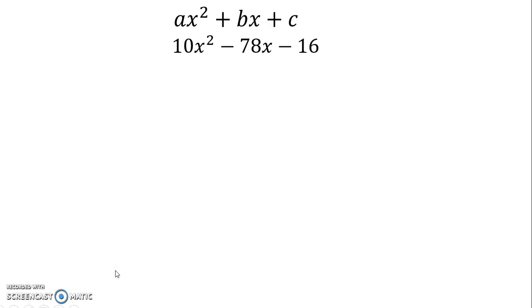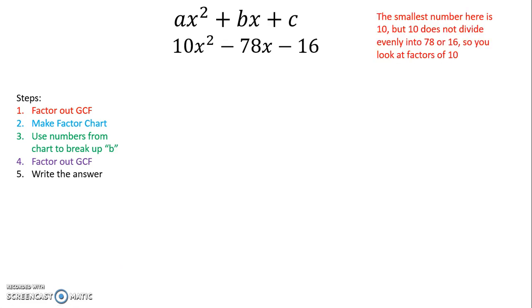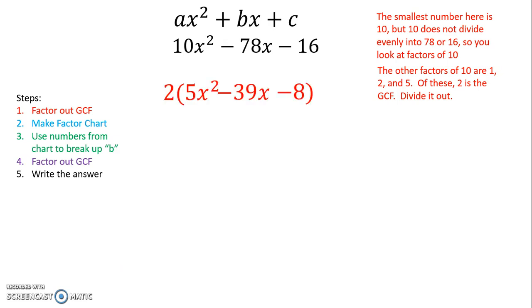Okay, our next example is 10x squared minus 7x minus 16. We're going to factor out the GCF. The smallest number here is 10, but 10 does not divide evenly into 7x or 16, so you have to look at the other factors of 10. The other factors of 10 are 1, 2, and 5. Of these, 2 divides into everything else, so that is the GCF, so we need to divide it out. So my equation now becomes 2 times 5x squared minus 39x minus 8.